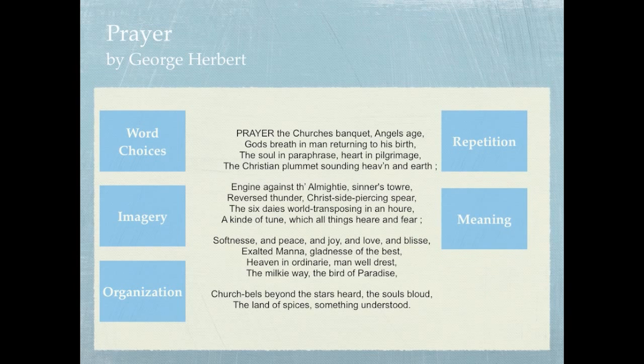And lastly, meaning. What does he mean by all of this? Well, certainly the word choices, the images, the way it's organized, the repeating words help tie together a meaning. But I want you to also see his technique in the words he doesn't choose. If you notice here, this poem lacks something. It lacks verbs. There are no verbs in here. And that's a very deliberate choice by George Herbert.